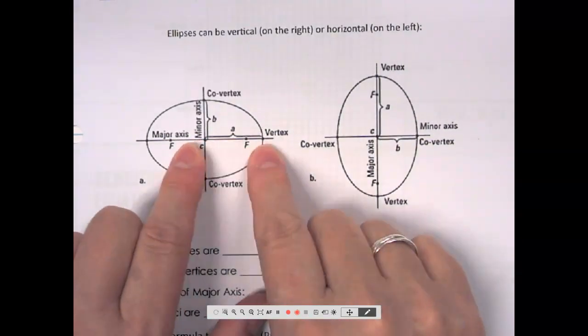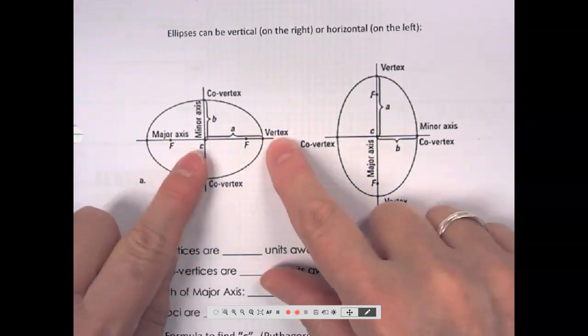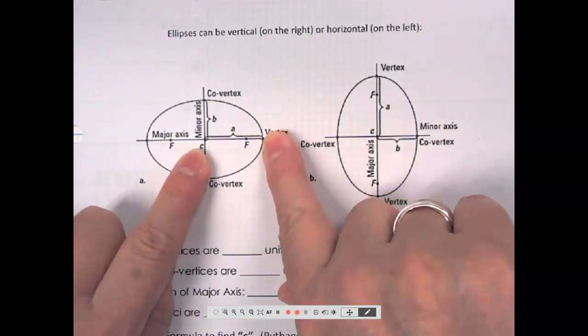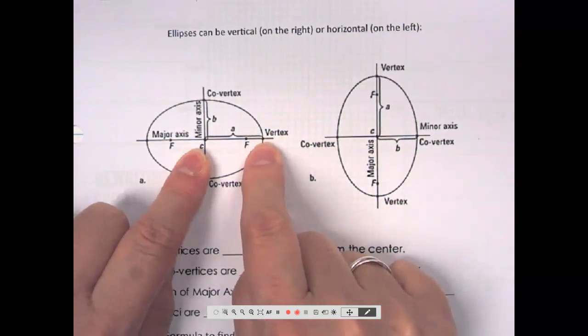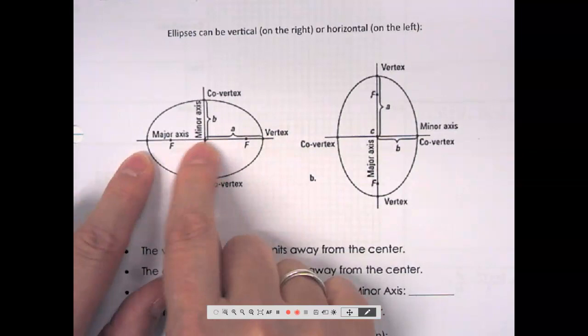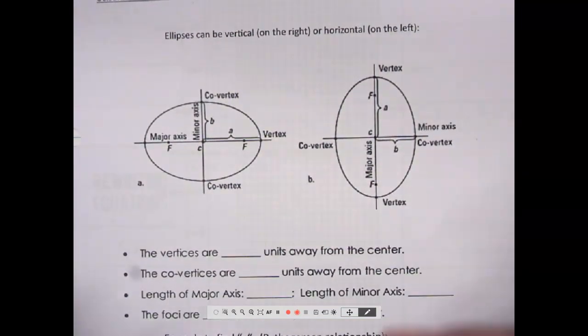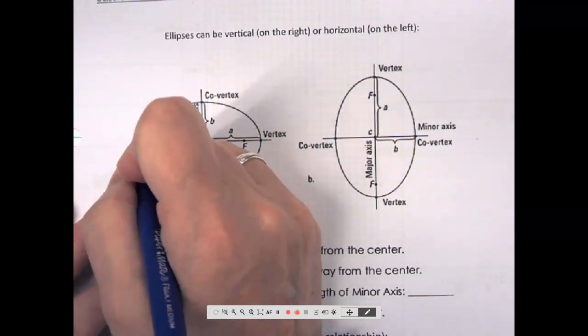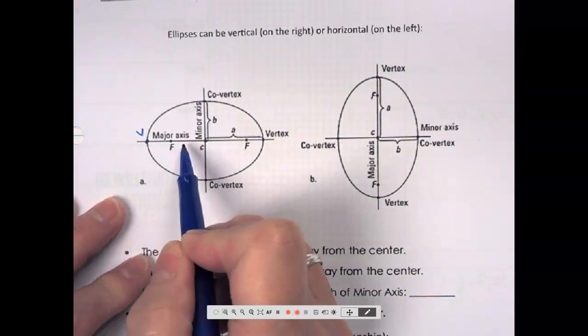See how this distance here is A? That is going from the center out to the outer edge, the farthest edge of the ellipse. And that point that's on the ellipse is called the vertex. Well, over here you have another vertex then. So I have another vertex over there, and this distance would be A as well.